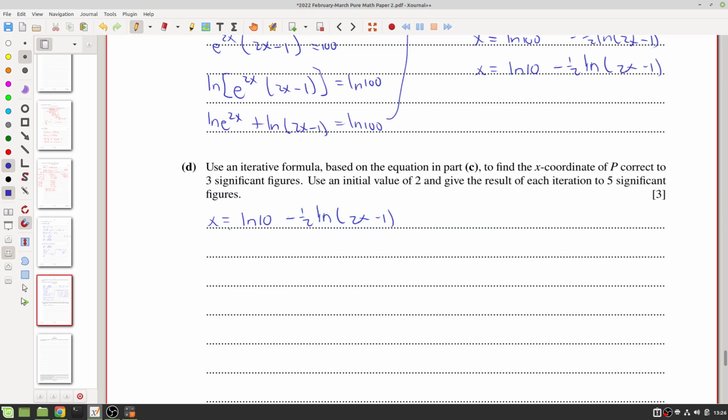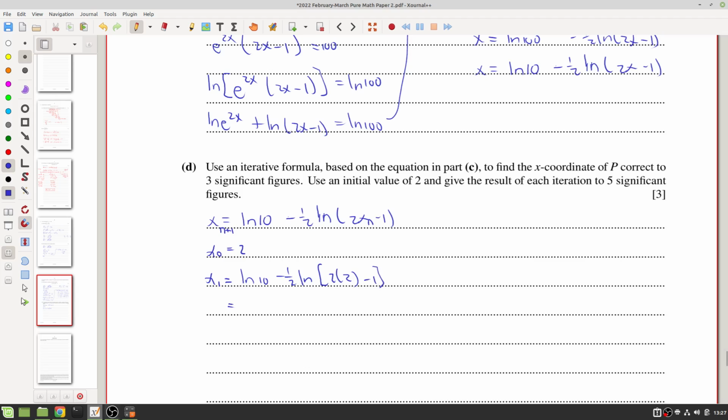Okay, so I'm just going to rename this x_(n+1) when this is x_n. So each next term, etc. We need to get to a correct answer of 3 significant figures in the end, use an initial value of 2 and give each iteration to 5 decimal places. So initial value of 2, so x0 equals 2. Then x1 is going to be ln 10 minus a half ln 2 times x0 minus 1.